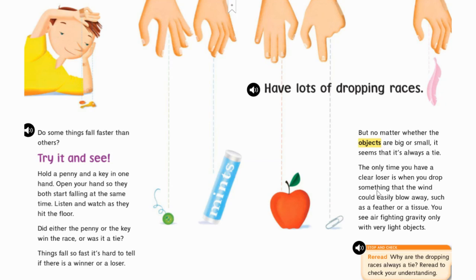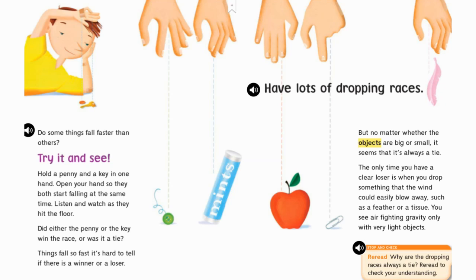Do some things fall faster than others? Try it and see. Hold a penny and a key in one hand. Open your hand so they both start falling at the same time. Listen and watch as they hit the floor. Did either the penny or the key win the race? Or was it a tie? Things fall so fast, it's hard to tell if there is a winner or a loser.